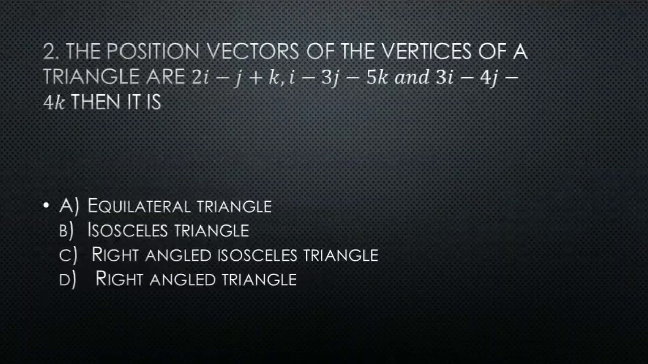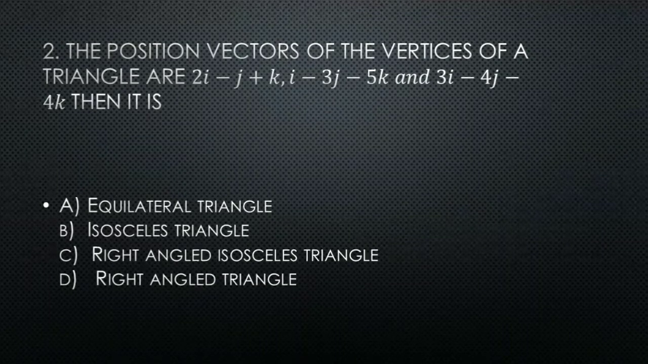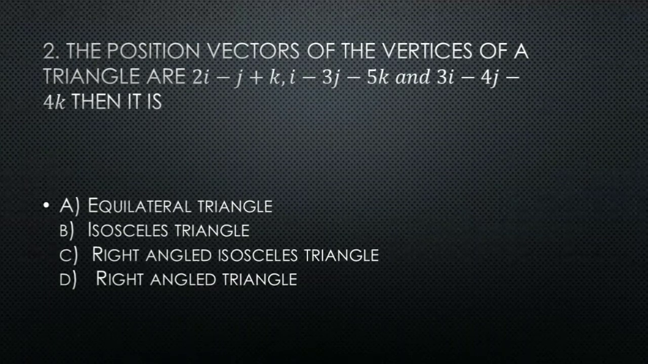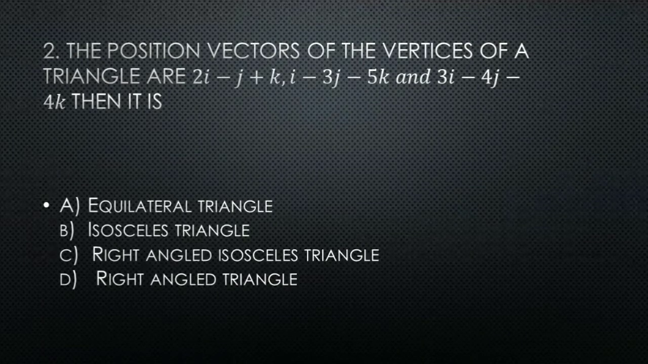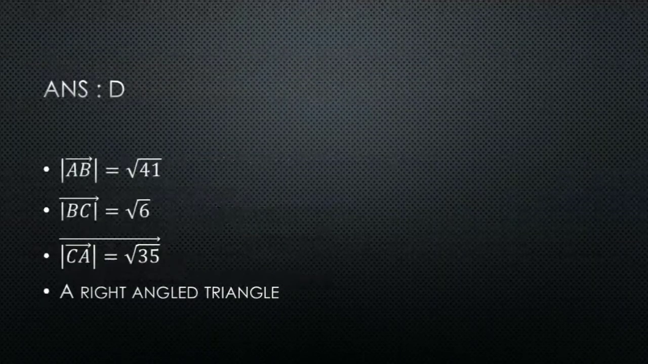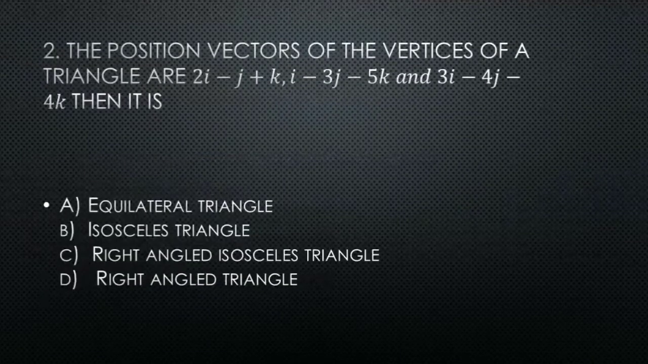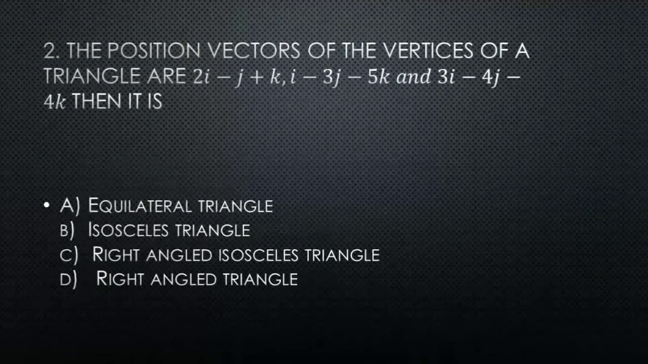Second one, the position vectors of the vertices of a triangle are given as i minus j plus k, i minus 3j minus 5k and 3i minus 4j minus 4k. Then is it an equilateral triangle, or isosceles triangle, or right angle triangle, or right angled isosceles triangle? So let us check with this one. See, first you need to find the vectors. Here the AB vector, BC vector and CA vector you have to find.